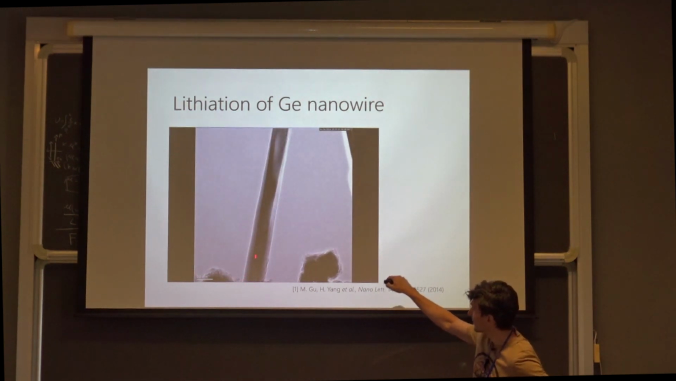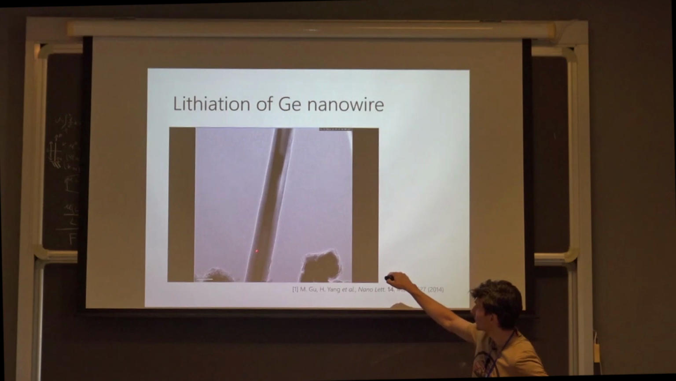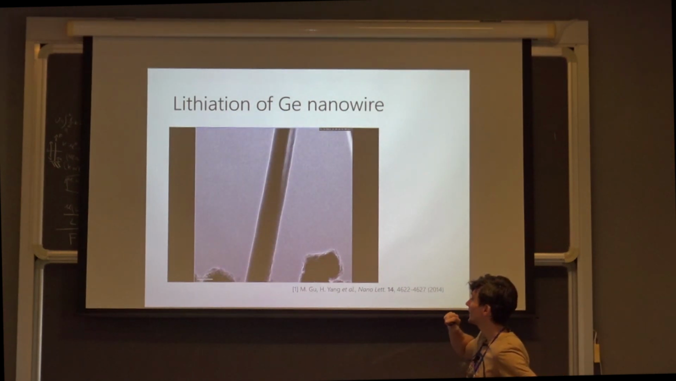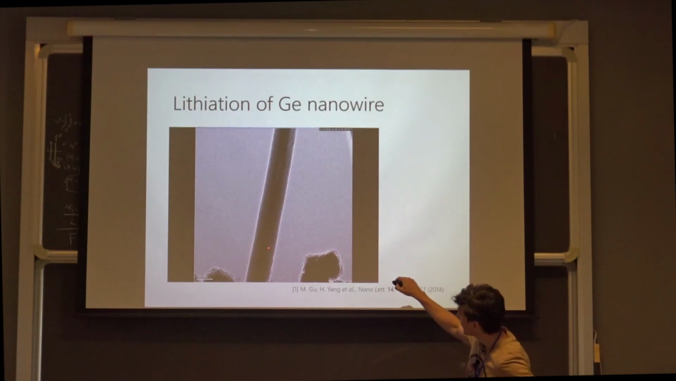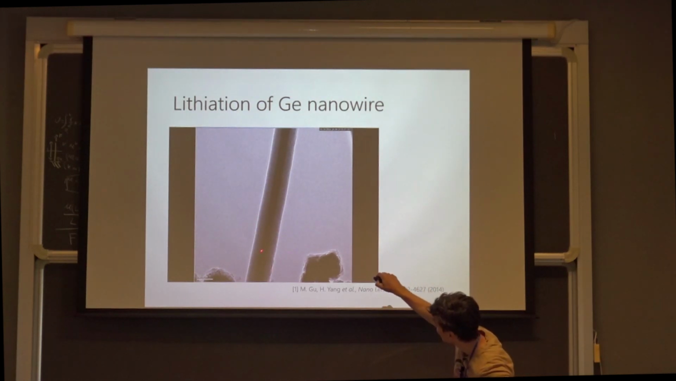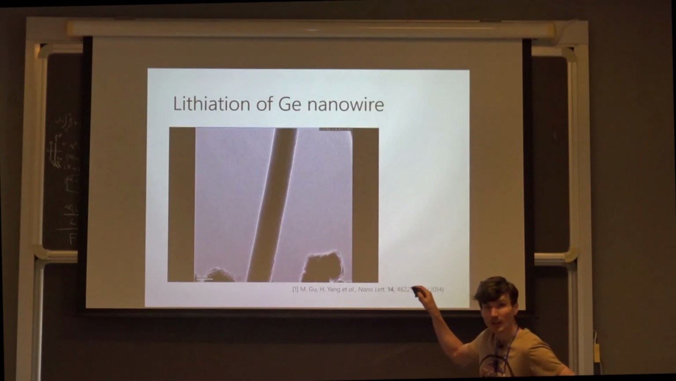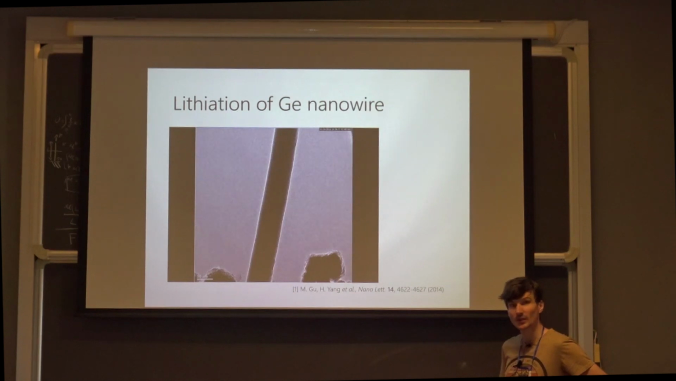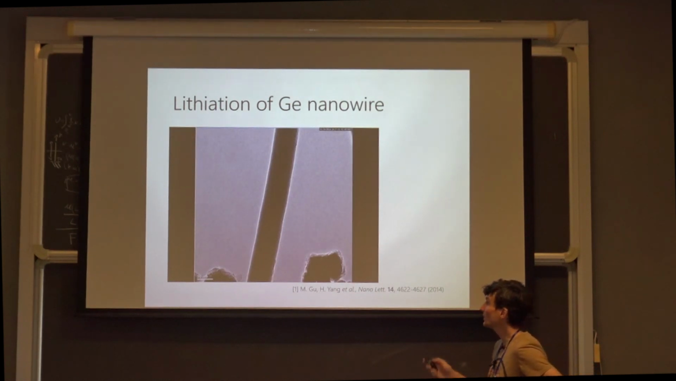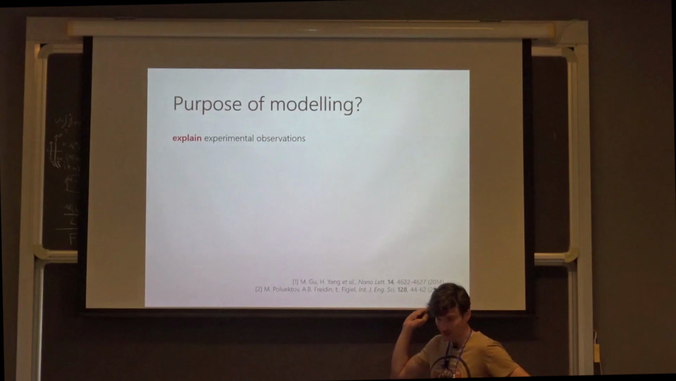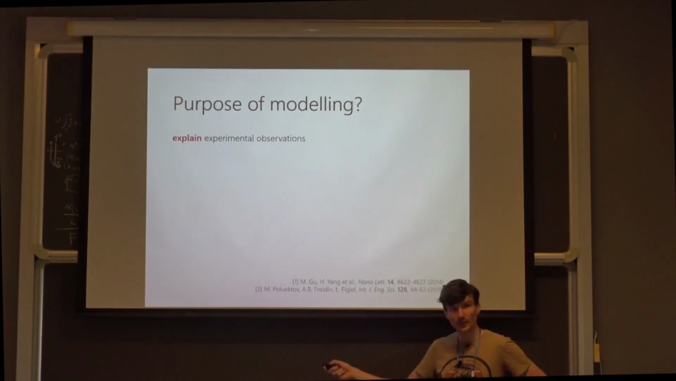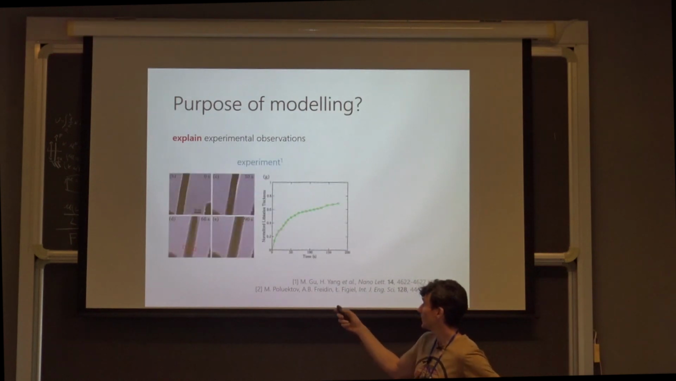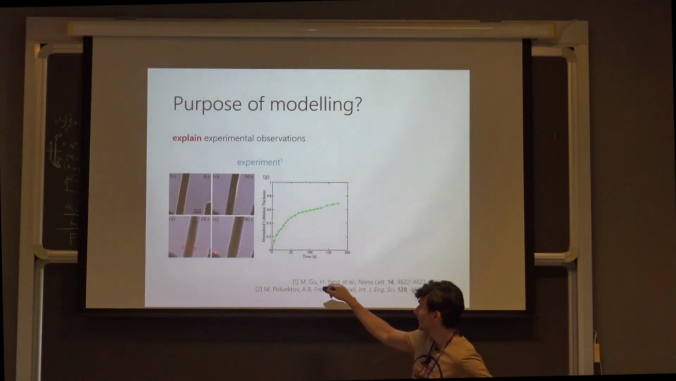So this interface is the chemical reaction front, where the chemical reaction between lithium and the pure germanium, which is the core, takes place. And then what you should be able to see, it's a little bit dark, is that the front essentially stopped. And the reason why this front stopped is that it has been blocked by mechanical stresses. So this is the experimental picture, and the purpose of what we are doing, in my opinion, is to try to explain these experimental observations.